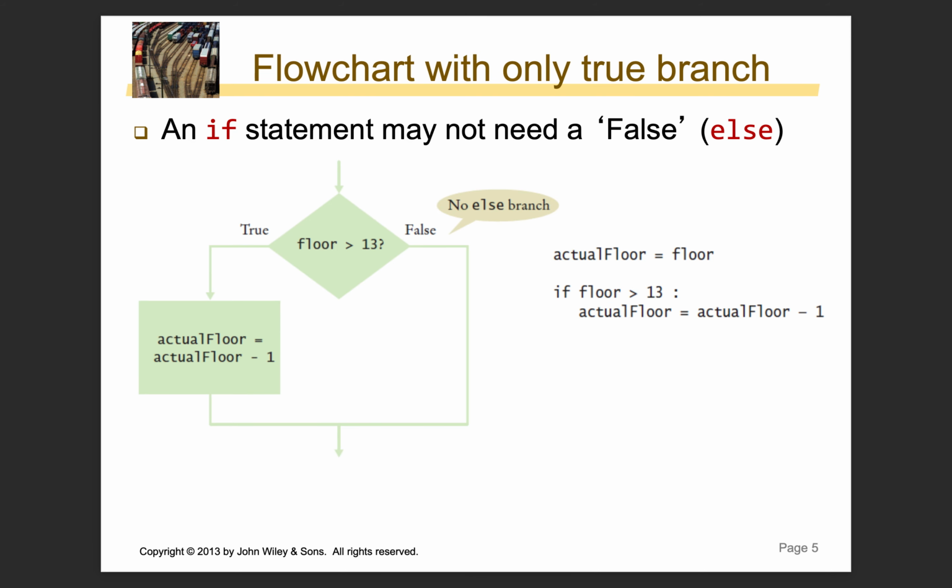You can create if statements without this else branch. So if something is true, do this code. The else or the false just doesn't do anything extra. There is nothing specified to run on the else condition. So in our example here, we've got actual floor equals floor, and then if floor is greater than 13, run this set of code here, which is the information to be run if the condition is true.